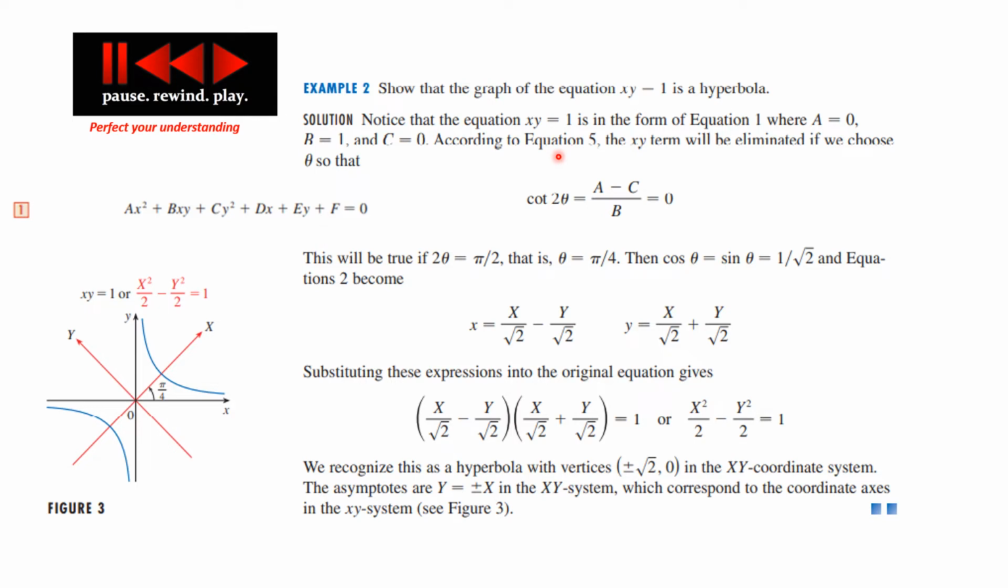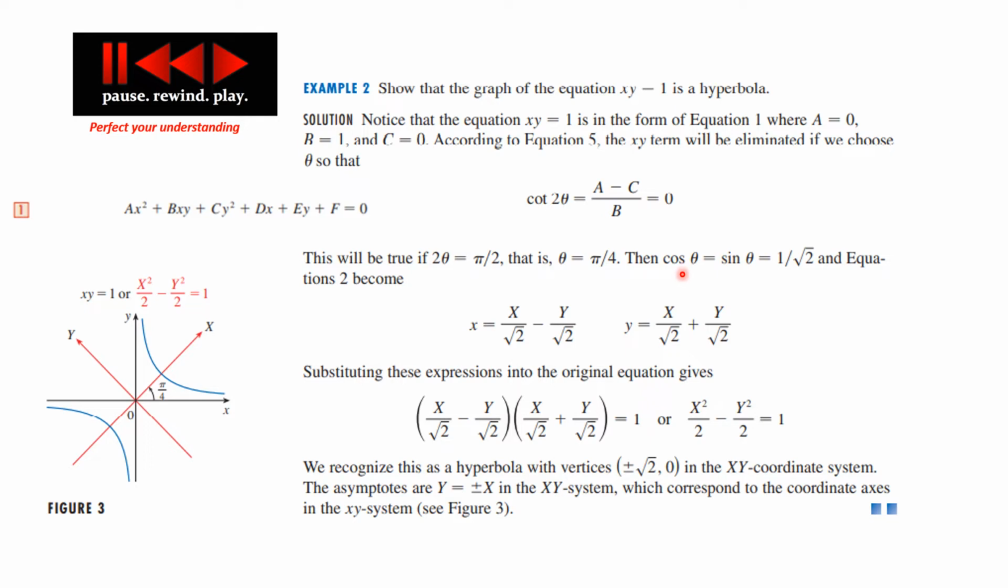So according to the equation that we proved in our theorem, the xy term will be eliminated if we choose theta so that the cosine of 2 theta is a minus c over b. Now a is 0 and c is 0, so that is 0. So we're trying to choose an angle such that the cotangent of 2 theta is equal to 0. Well, that's true if 2 theta is equal to pi over 2. And that means theta is pi over 4. So that means we're rotating this through a 45-degree angle, or a pi over 4 angle, to get these.